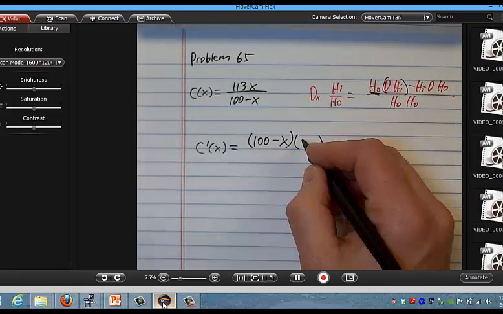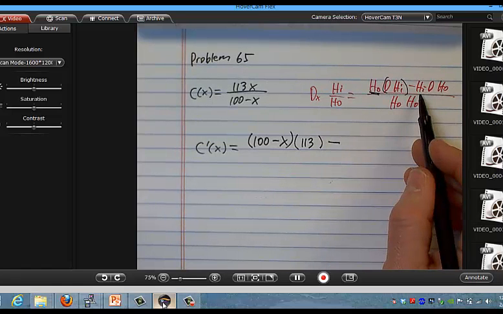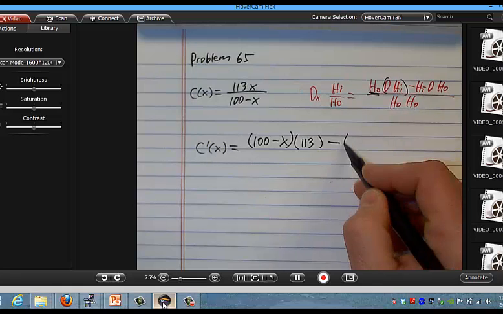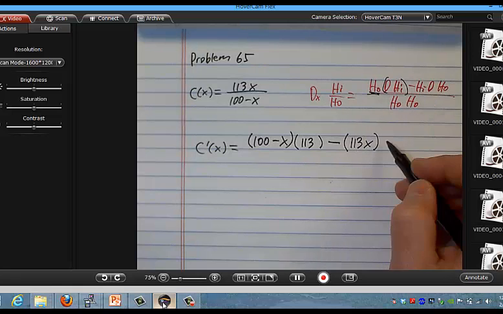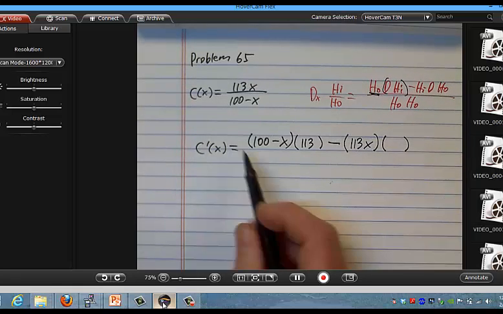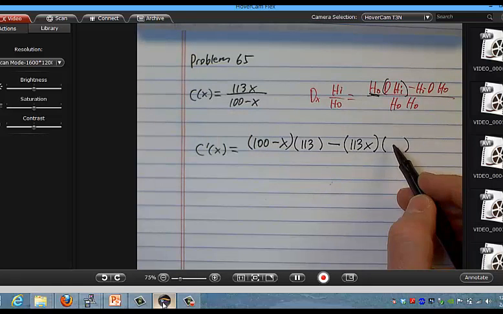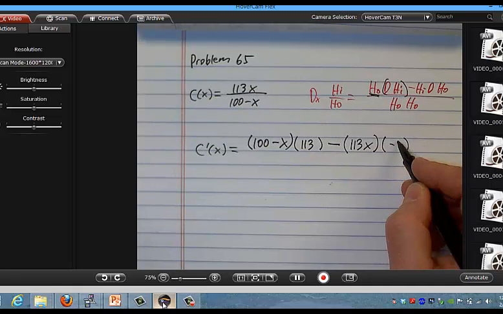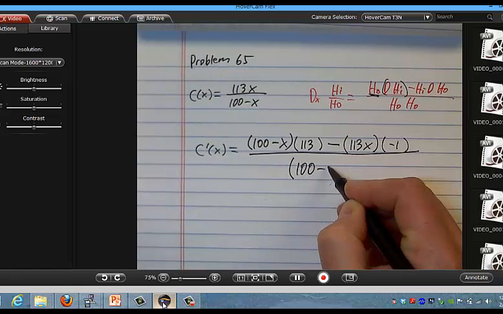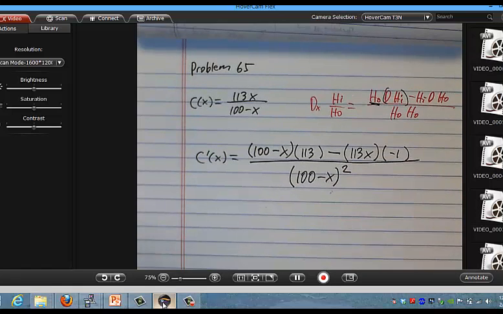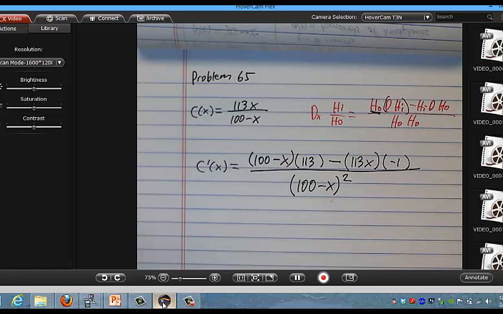Nice. Then we put a minus sign. Here it says high. You know what I'm going to write? 113x. That's high. Here it says d ho. Now, do you know what the derivative of 100 minus x is? Good. It's 0 minus 1, so it's negative 1. All over ho ho, 100 minus x quantity squared. And I'm going to have to stop because I believe we're out of time. But that is the derivative you would use for a problem like problem 65.